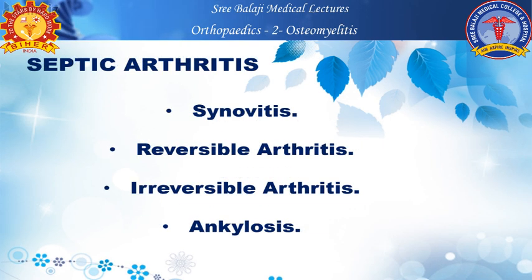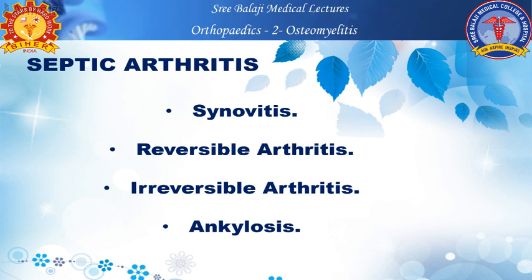Stages of septic arthritis: we have the stage of synovitis, the stage of reversible arthritis, the stage of irreversible arthritis, and the stage of ankylosis. In the initial stage, only the synovium is involved, called the stage of synovitis. Only the synovium will be inflamed, edematous, and hyperemic, and there will be inflammatory exudate in the joint. The articular cartilage will not be affected, and the X-ray will show an increase in the joint space.